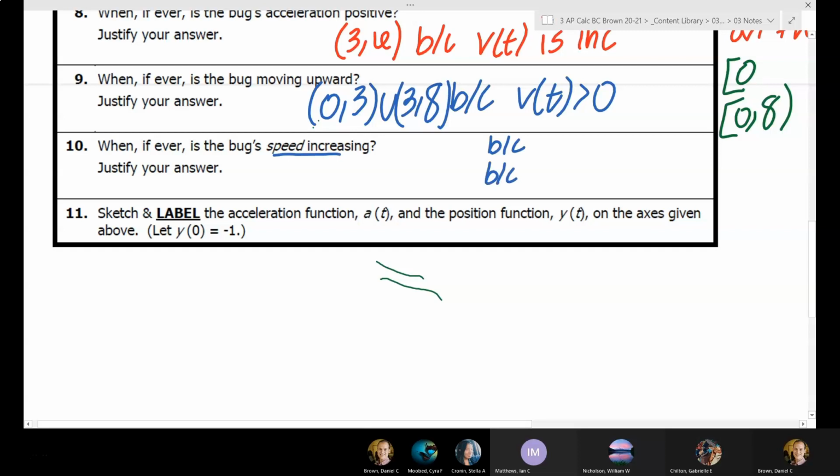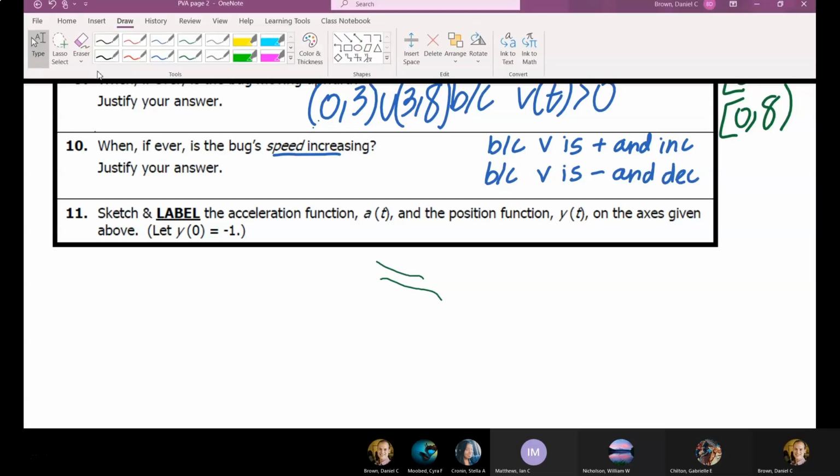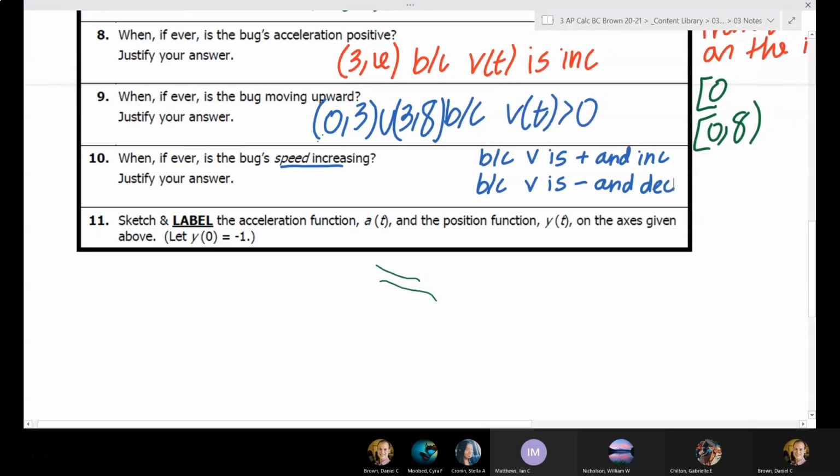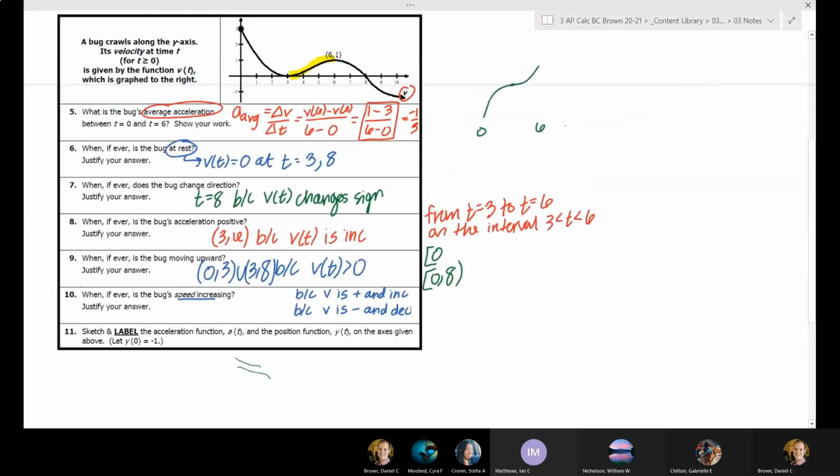We're going to have one case where velocity is positive and increasing. That would be when the velocity is positive and the acceleration is also positive. But the speed is also technically increasing when velocity is negative and decreasing. That's when velocity is negative and the acceleration is also negative. Let's make sure we include all the intervals that fit within that.